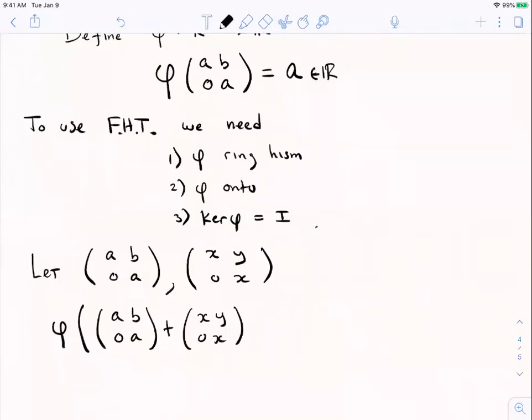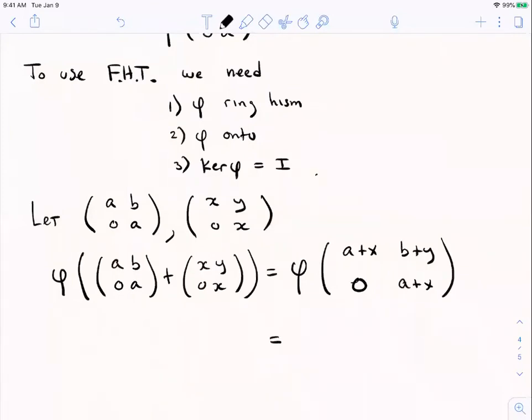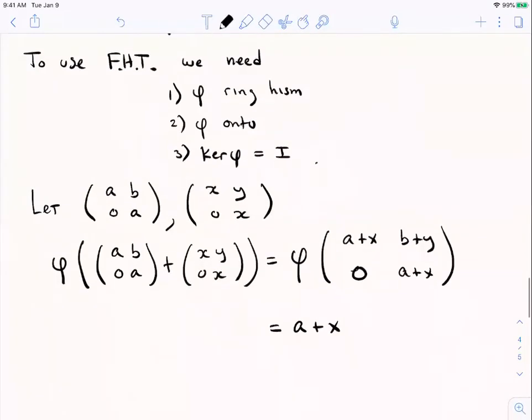I don't know how to take phi of something until it's a single matrix. So let's add those matrices. You add matrices by adding their entries. 0 plus 0 is 0. So there's the sum of those two matrices. And by the definition of phi, it's A plus X. Phi of this matrix is just the diagonal entry. And certainly, that's equal to phi of the matrix A, B, 0, A, plus phi of the matrix X, Y, 0, X. So phi is a group homomorphism.